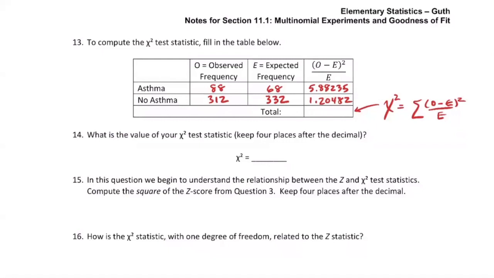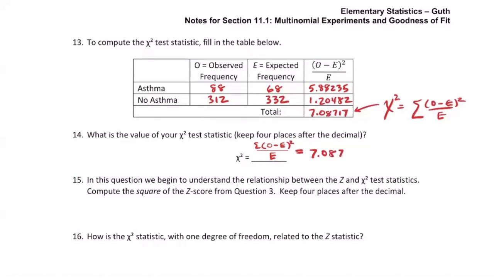Okay, 7.08717, yeah, I agree. And I'm gonna go ahead and write the formula again down here. So it's the sum of O minus E squared divided by E. And what we got for that is 7.08717.